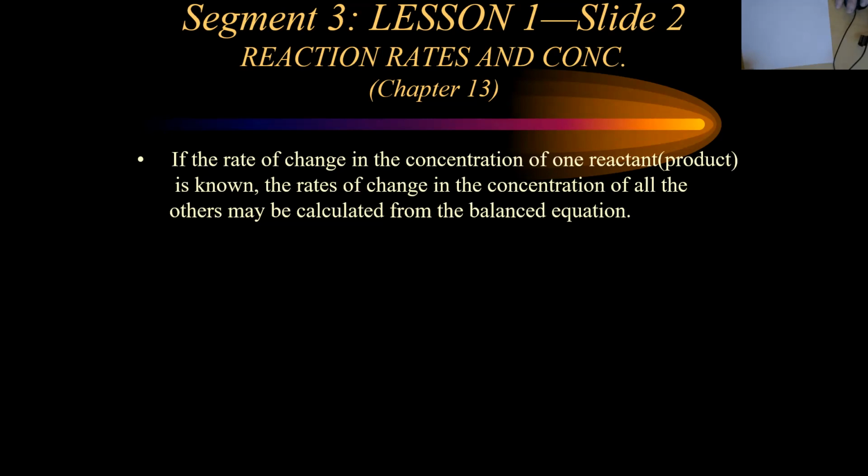So the balanced equation allows us to connect not only the concentrations of each species as they react, but also the change in concentration of each species. So if we know the change in concentration of one reactant, for example, we can calculate the change in concentration of everything else involved in the equation.